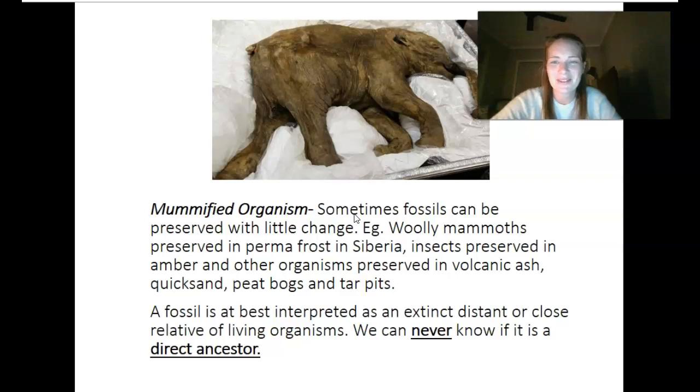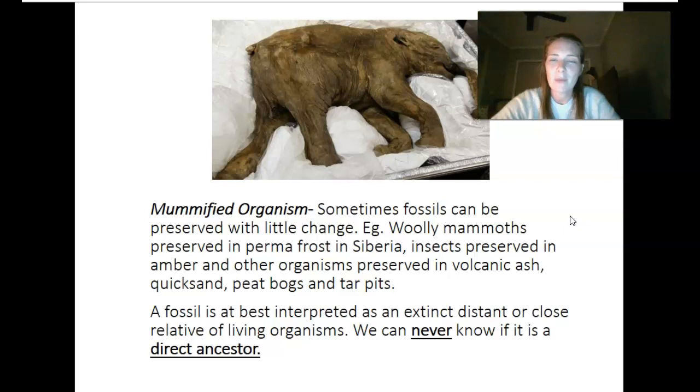Is mummified organisms. So sometimes fossils can be preserved with little change. For example, woolly mammoths preserved in permafrost in Siberia, or insects preserved in amber. Permafrost is soil that is frozen, and it's a brilliant preserving environment, and gives us a large number of mummified organisms.